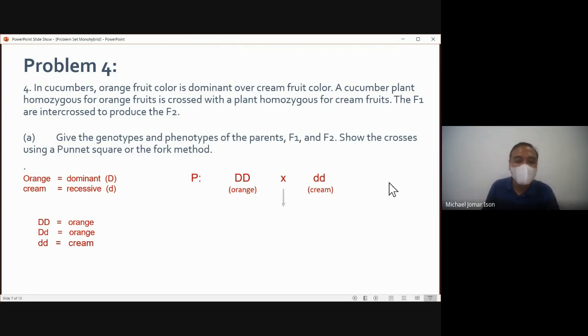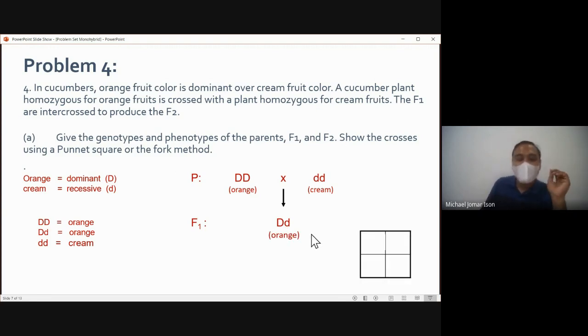Now, looking at this one, we have to go to the F1 generation. Just by looking at the parents, the first and the second, and combining them in our mind, we already know that the F1 generation would be heterozygote, and the phenotype will be orange. So the F1 is done, as we can see here, the big D small d, and also the orange.